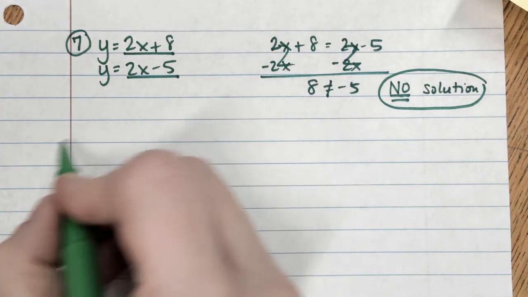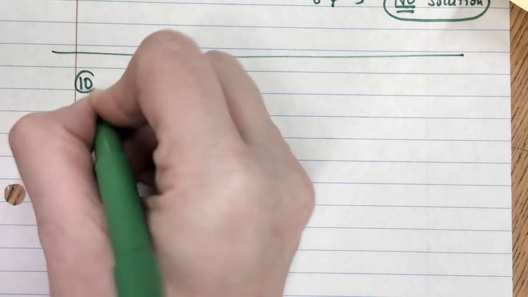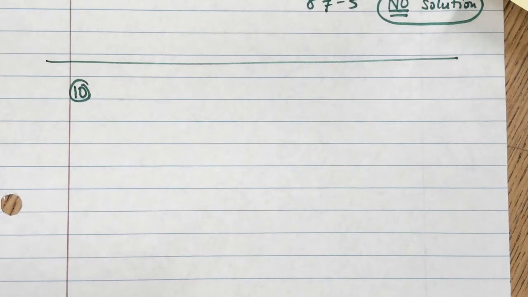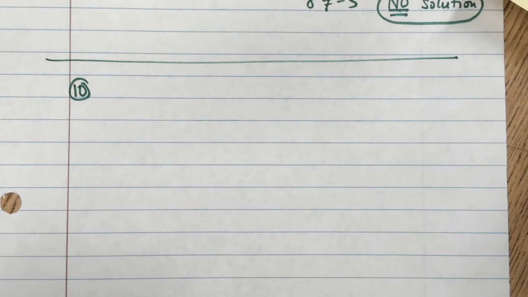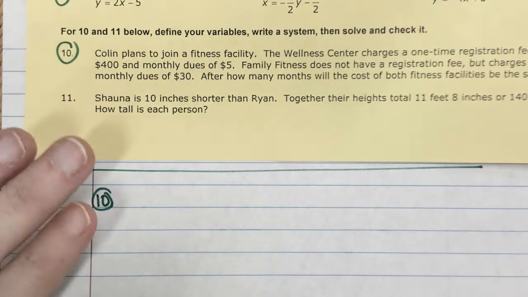Okay? Let's take a look at this last one that I'm going to do, which is number 10. And number 10 is a word problem. Now remember, I told you in the notes that the last step is to write it as a coordinate. But if I have a word problem, I'm going to need a word answer. Okay? So let's take a look at this.